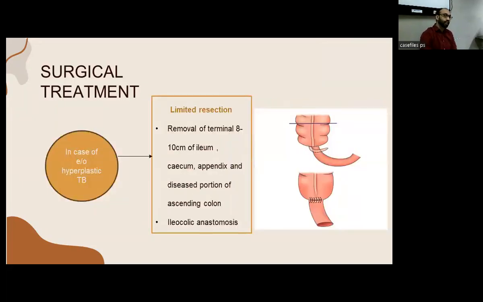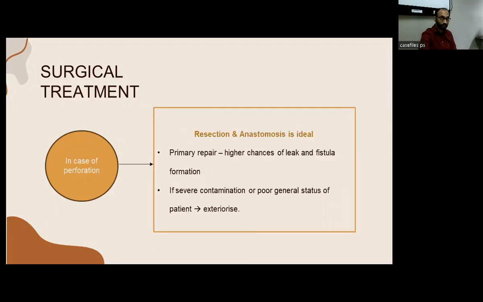In case of hyperplastic TB, that is the TB involving the ileocecal junction presenting as a mass, limited resection is recommended by removal of the terminal 8 to 10 centimeters of ileum, cecum, appendix, and the diseased portion of the ascending colon, and performing an ileocolic anastomosis.